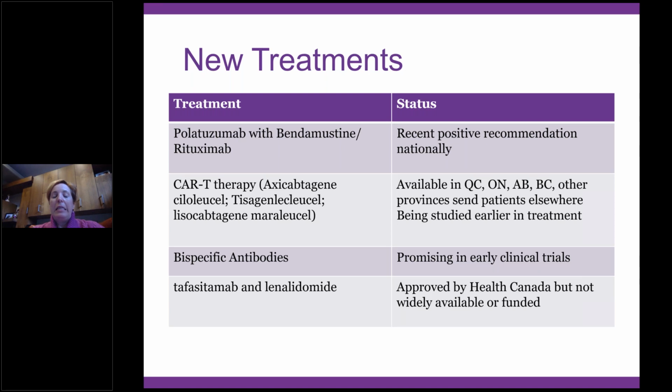Tafasitamab is an anti-CD19, which is another marker on B cells, that has been combined with a drug called lenalidomide that does show some activity in relapsed diffuse large B-cell lymphoma. This has been approved by Health Canada, but not yet gone through the Pan-Canadian Oncology Drug Review process, therefore not widely available or funded.